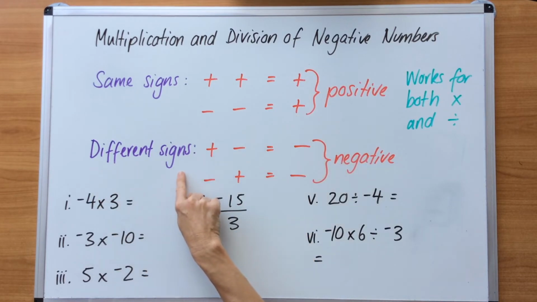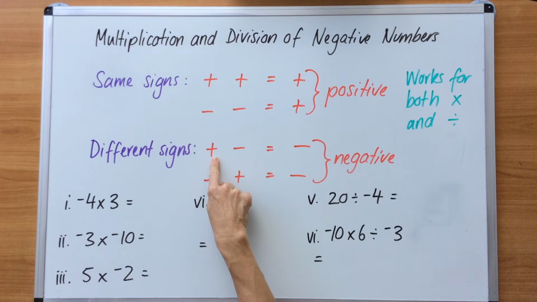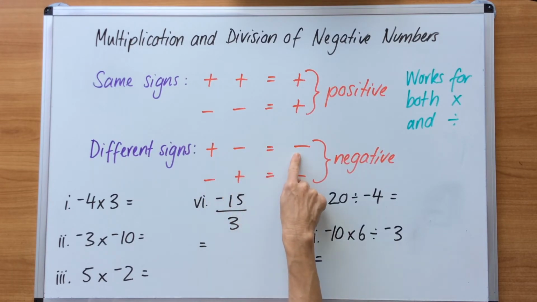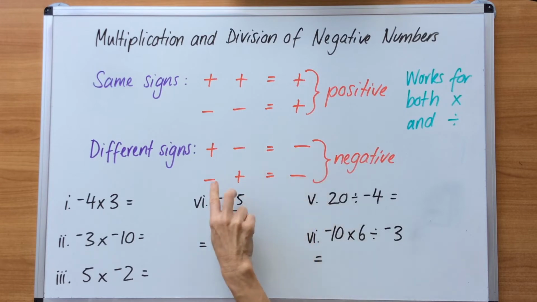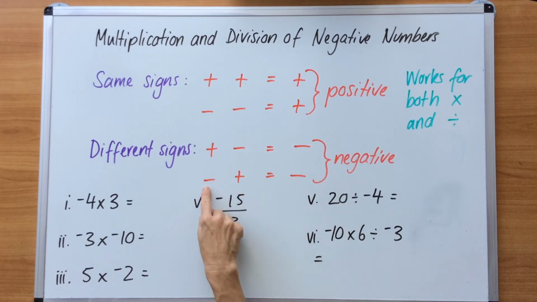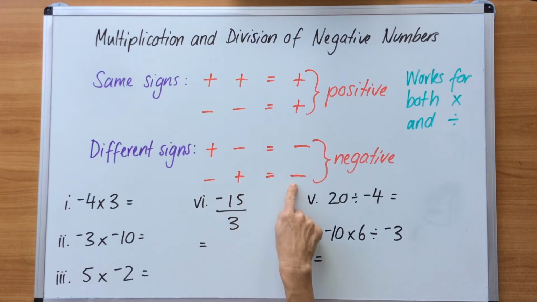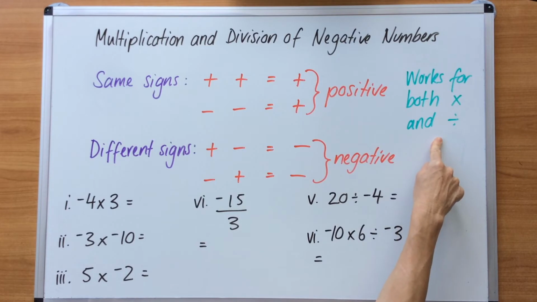If you get different signs, a positive number multiplied or divided by a negative number, you're going to get a negative answer. And the same thing if you flip the symbols around, a negative multiplied or divided by a positive number, you're going to get a negative answer. So it works with both multiplication and division. Let's take a look at some examples here at the bottom.